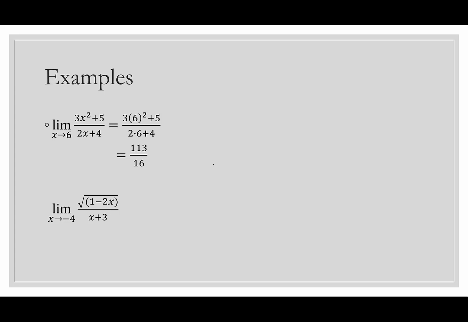The last one, I have the limit as x goes to negative 4 of the square root of 1 minus 2x over x plus 3. Once again, I plug in the negative 4. I put parentheses around the 2 times negative 4 just to emphasize my negatives here. I have this negative negative, which really I'm thinking like switches to a positive. So I have 1 plus 2 times 4, so 1 plus 8 is 9, so I'm going to have the square root of 9 on the top. And then negative 4 plus 3 is negative 1. Square root of 9 becomes 3. 3 divided by negative 1 is negative 3. So my answer is negative 3.